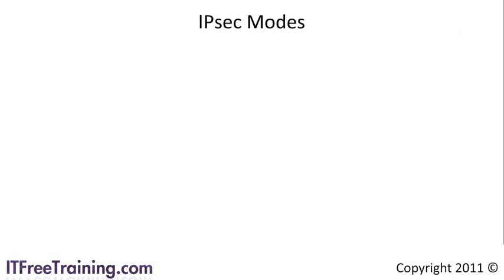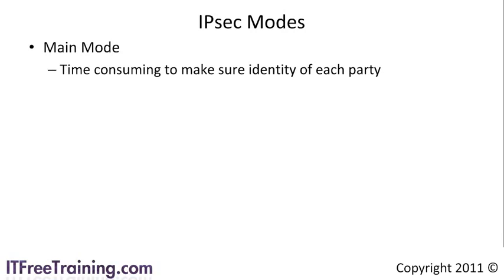IPsec uses two modes of communication. The first is main mode. In order to make sure each party is who they say they are and also make sure that the communications cannot be decrypted, large keys should be used along with a strong algorithm. These algorithms are time-consuming and CPU-intensive.